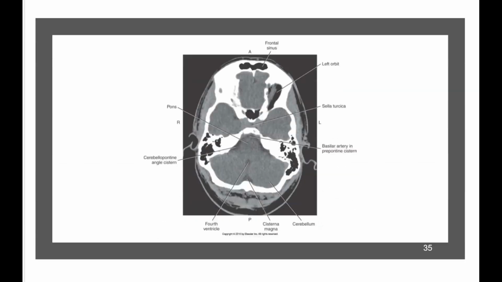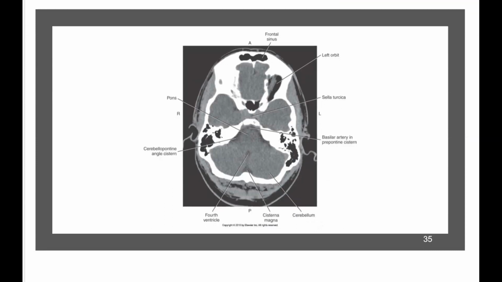All right. So looking here, this is a CT. This is an axial CT. We have the frontal sinus up front. We have the left, they say it's a left orbit, but I can't really see the orbit. I see the optic nerve. Here is your sella turcica with the pituitary gland within it. And they say that this is the basilar artery in the CPA. I don't know. It's a stretch, kind of hard to see. Here's your pons. This is your fourth ventricle. Cisterna magna is right there. This is your cerebellum back here.